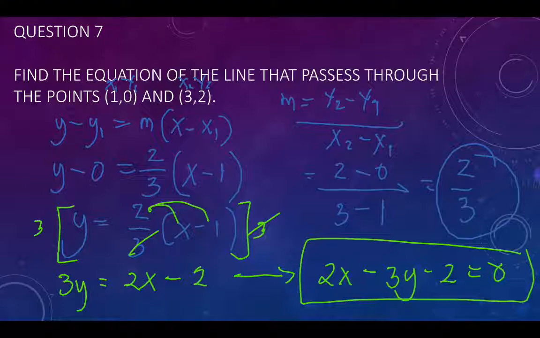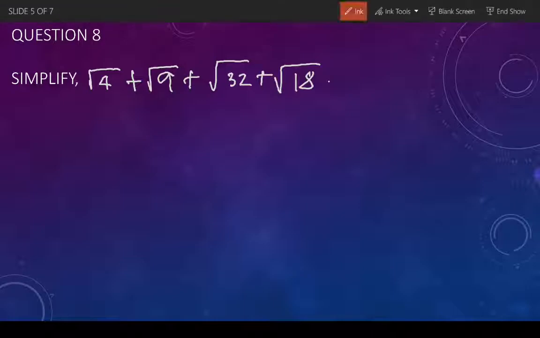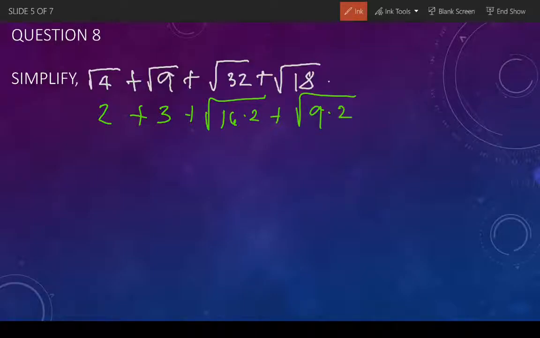Next number. Simplify square root of 4 plus square root of 9 plus square root of 32 and square root of 18. Our first task is to simplify first ang bawat term. And we all know that square root of 4 is equal to 2, square root of 9 is equal to 3. And then we have square root of 32 that is equal to 16 times 2. And then square root of 18 will be 9 times 2.